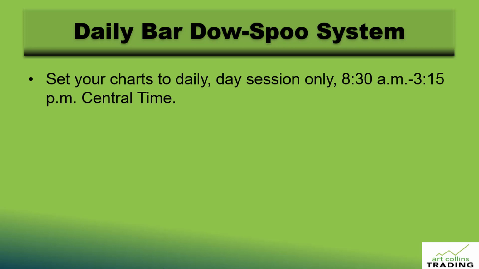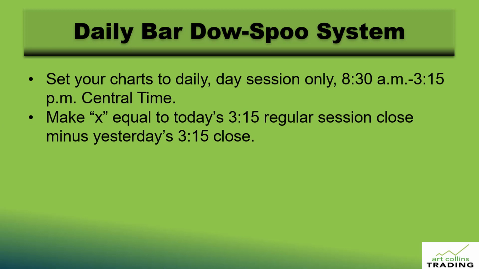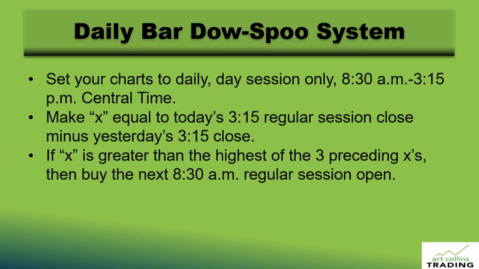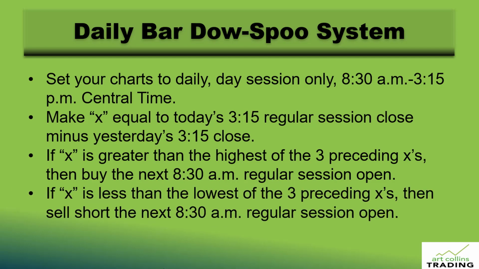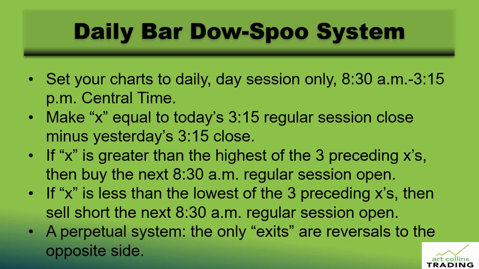All right, set your charts to daily, day session only, 8:30 a.m. to 3:15 p.m. Central Time. And we're going to create a variable X. We're going to make that equal the 3:15 regular session close, today's minus yesterday's 3:15 close. In other words, net change, close to close basis. If X is greater than the highest of the three preceding X's, then buy the next 8:30 a.m. open, regular session. If X is less than the lowest of the preceding X's, then sell short on the next 8:30 a.m. regular session open.